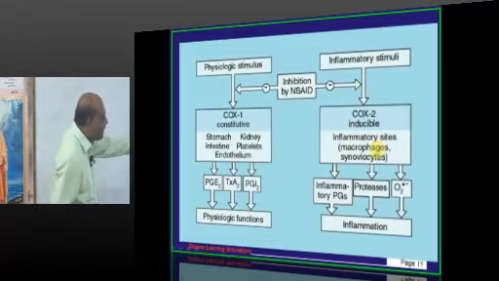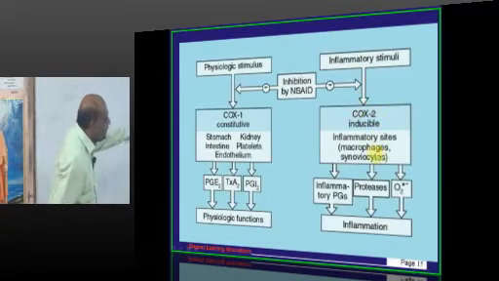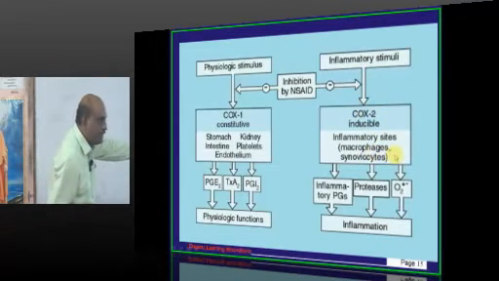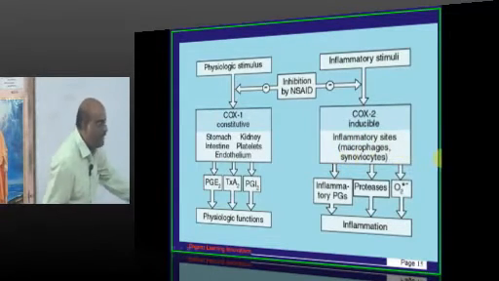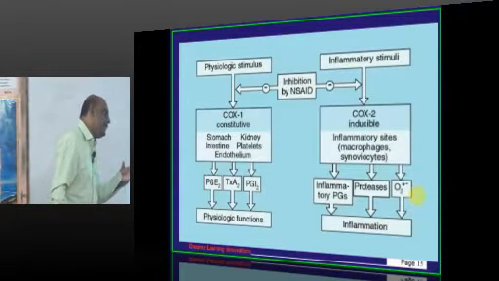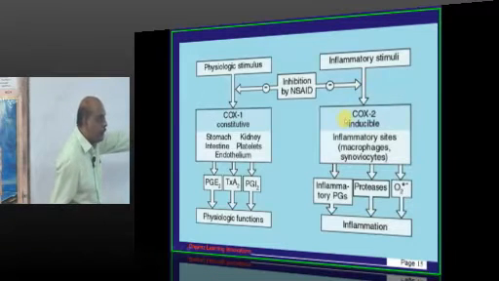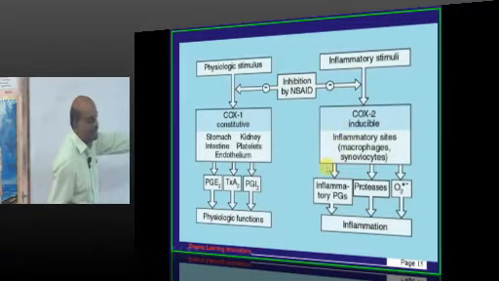And cyclooxygenase type 2 here also will produce prostaglandins. Since it produces prostaglandins by macrophages, it leads to inflammation. Because it produces prostaglandins by the synoviocytes, it leads to synovial inflammation. So you are giving a cyclooxygenase inhibitor basically to inhibit the prostaglandins in COX-2 produced locations, that is macrophages and synoviocytes.